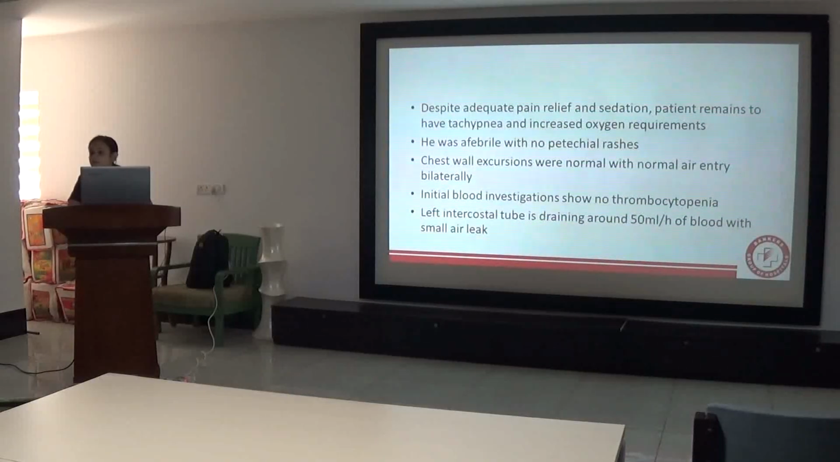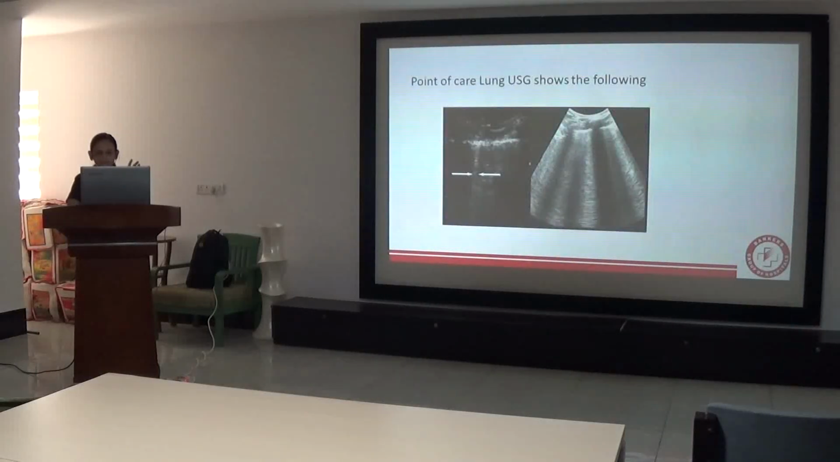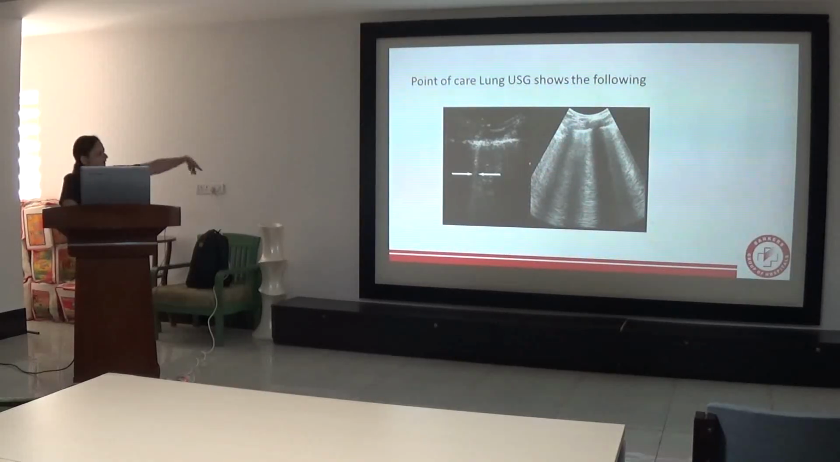Although the air entry was normal on both the sides. The first thing we suspect, एक polytrauma patient में अगर air entry अगर oxygen requirement बढ़ रहा है तो शायद pneumothorax हुआ होगा या pneumothorax हुआ था. This was not the case. So we ran down. We have ultrasound in the ICU itself. हमने एक lung USG किया. Lung USG पे हमें ऐसी findings मिली थी.